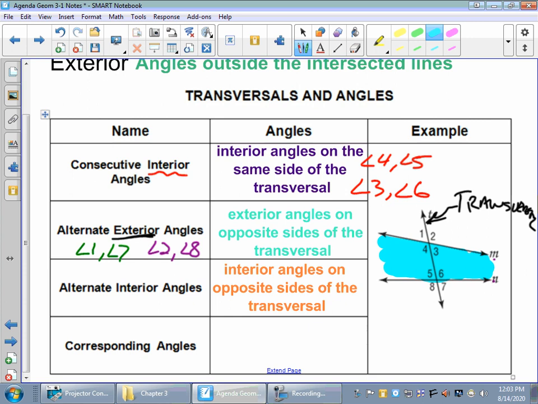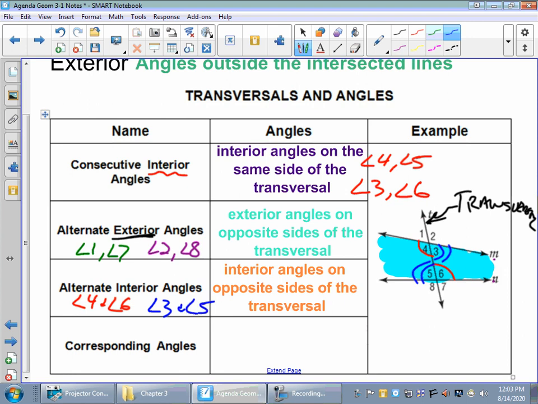So now we're going to take a look at these. So if we look at, say, angle 4, that would be an interior angle, and the alternate one to be its pair would be angle 6. So angle 4 and angle 6 would be alternate interior angles. And then furthermore, you could say 3 and 5 would also be alternate interior angles.